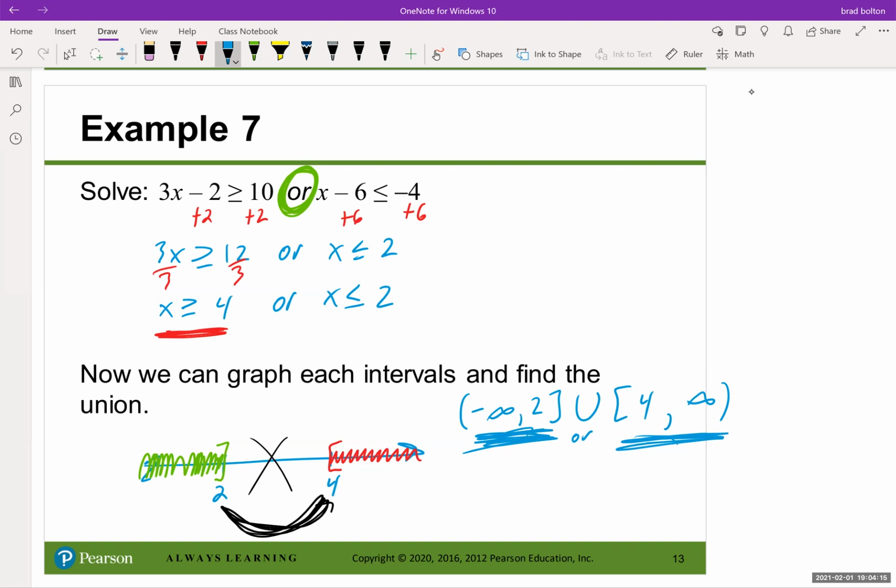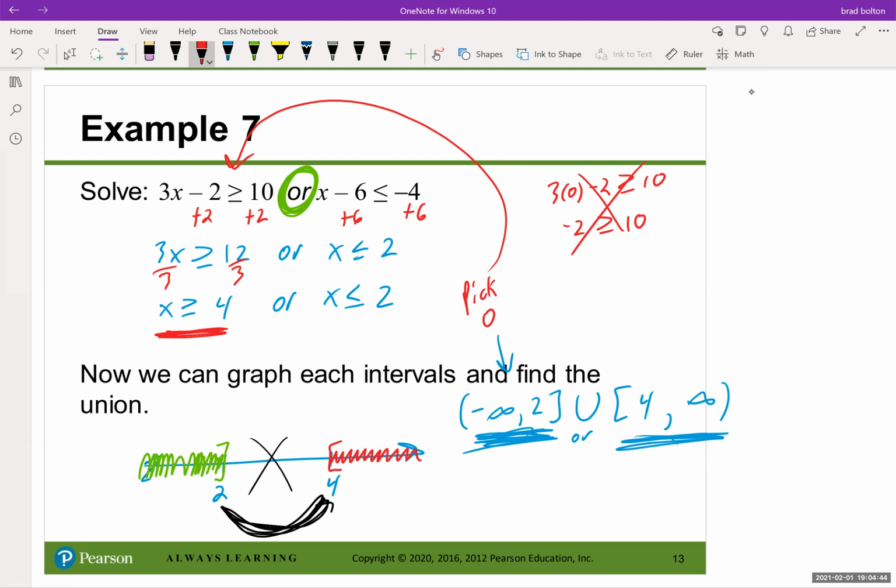So let's pick a number. What's a good number from here? Let's pick 0. 0 is between negative infinity and 2. So I'm going to take 0 and plug it into the original. So I have 3 times 0 minus 2 is greater than or equal to 10. So this is negative 2 is greater than or equal to 10. Is that a true statement? No, that's false. Okay, no problem.